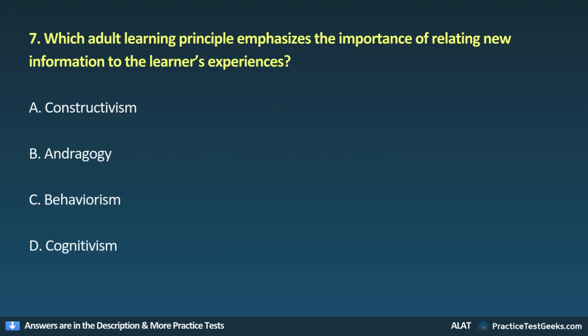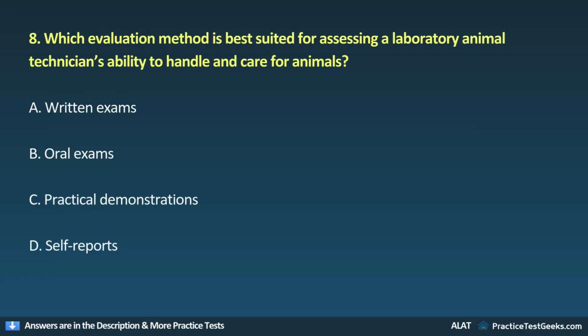7. Which adult learning principle emphasizes the importance of relating new information to the learner's experiences? A. Constructivism. B. Andragogy. C. Behaviorism. D. Cognitivism.